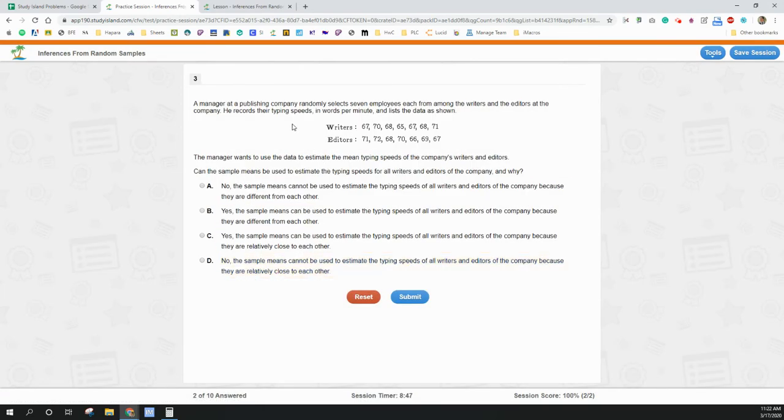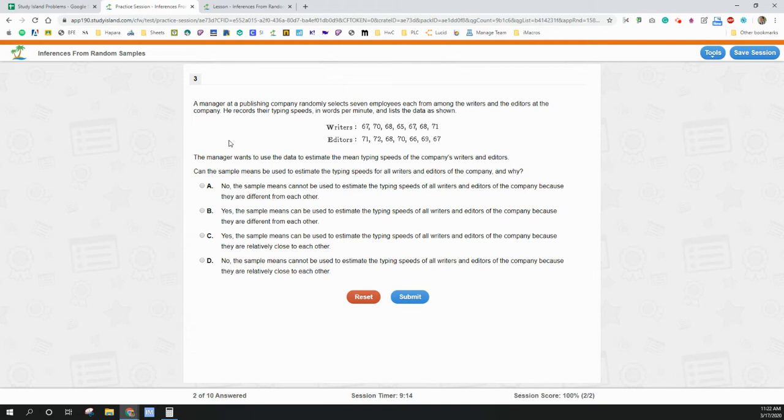Number 3, a manager at a publishing company randomly selects 7 employees, each from among the writers and the editors at the company. He records their typing speeds in words per minute and lists the data as shown. So the writers, and these are different numbers of words per minute that they can write. Editors, these are the different numbers of words per minute that they can write. So he's got 1, 2, 3, 4, 5, 6, 7, 14 data points, 7 times 2.